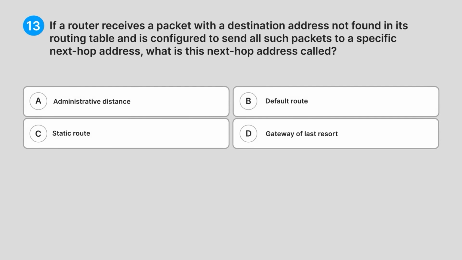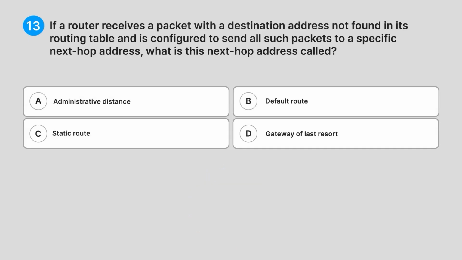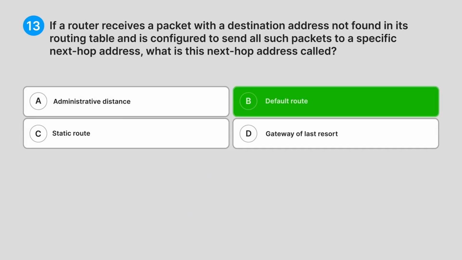13. If a router receives a packet with a destination address not found in its routing table and is configured to send all such packets to a specific next hop address, what is this next hop address called? A. Administrative distance, B. Default route, C. Static route, D. Gateway of last resort. Do you know the answer? Correct answer, B. Default route.